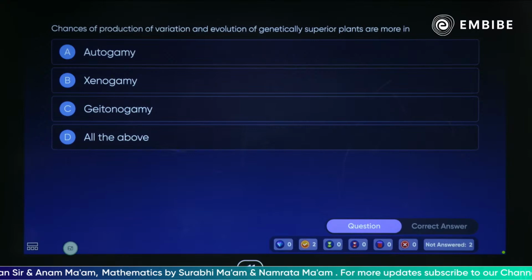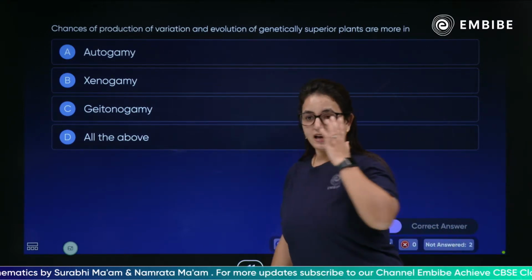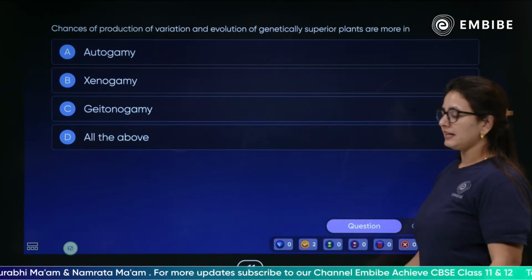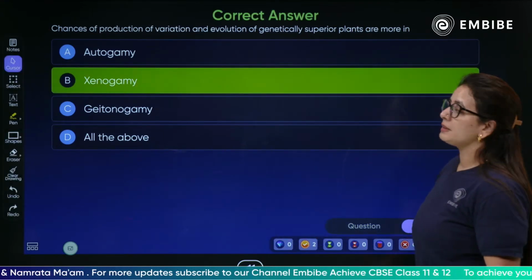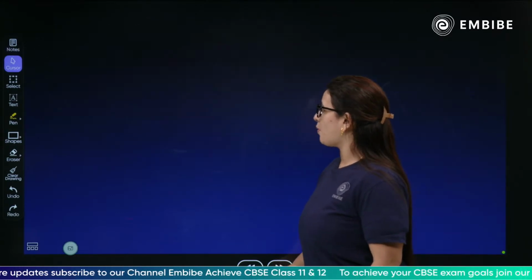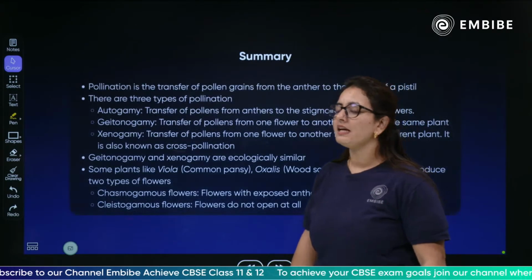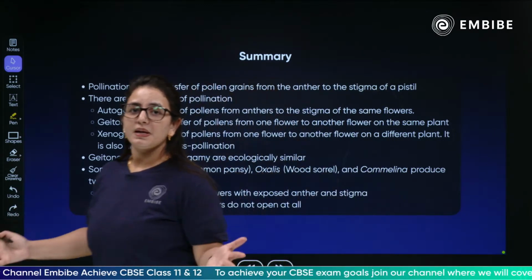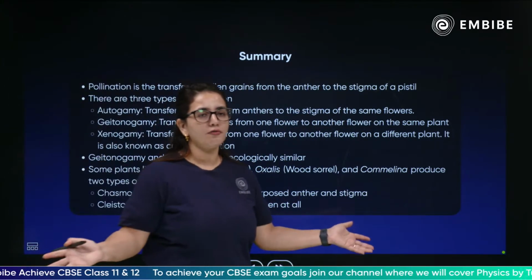Okay. Yes, the correct answer is that genetic variation and superior quality would be possible only in xenogamy. Xenogamy is the only possible way of having genetically superior quality of plants.